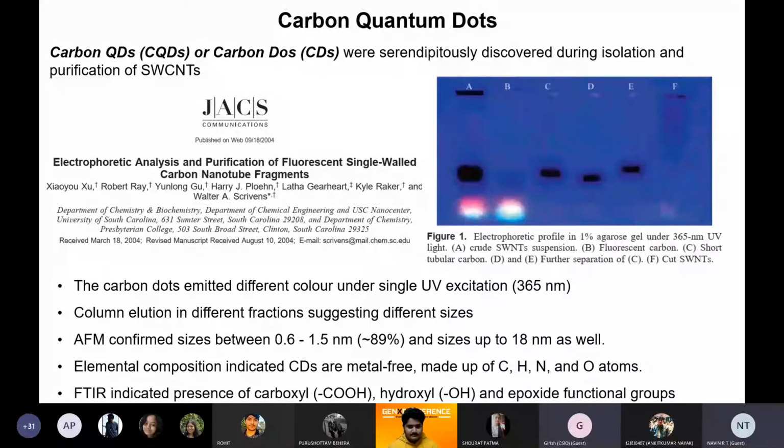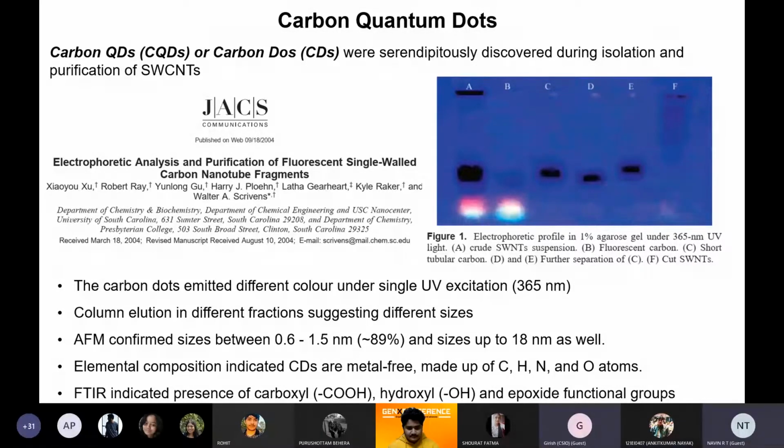They also found the size could go up to 18 nanometer for red colored or orange colored nanoparticles. So there was a size difference. When they studied the elemental composition for these carbon dots, they found out that these dots are entirely made up of carbon. They are completely metal free.